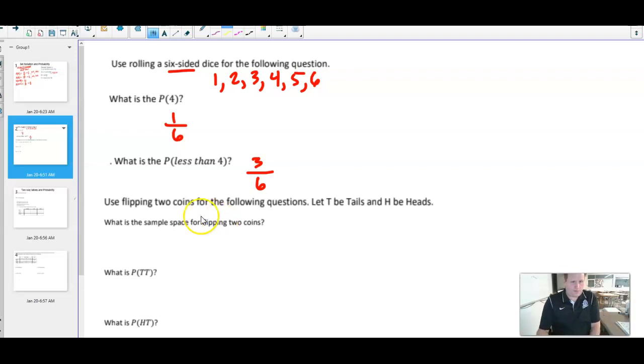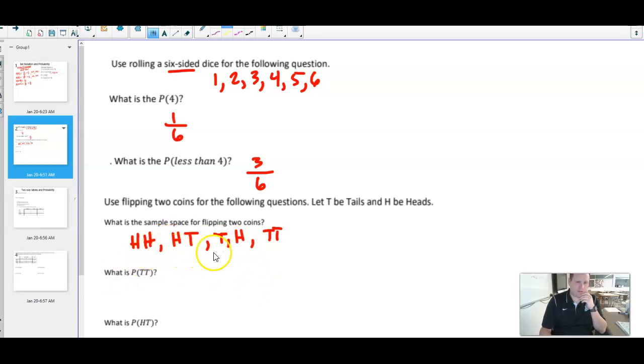Let's look at a different one. We're going to flip a coin twice, and we're going to let T be a tails and H be a heads. What is my sample space from flipping 2 coins? So my sample space, I could either get a heads on the first and a heads on the second, right? Or I could get a heads on the first and a tails on the second, all right? Or I could get a tails on the first and then a heads on the second. And then the last option would be you get a tails on both of them. And those would be your 4 options for flipping 2 coins.